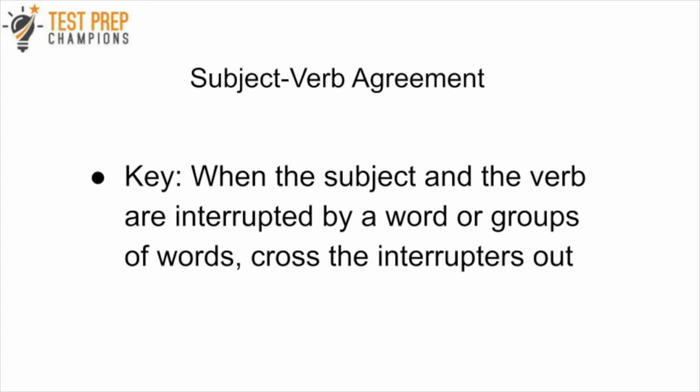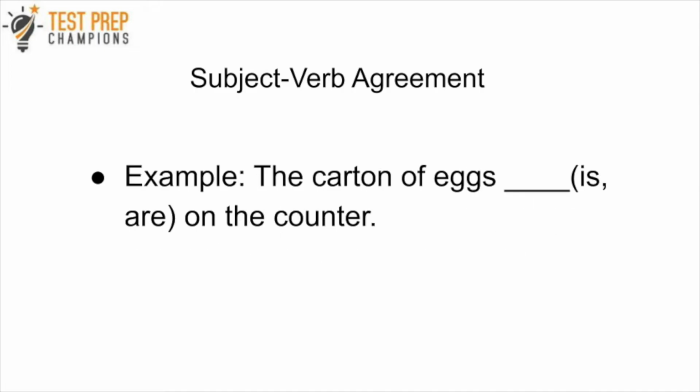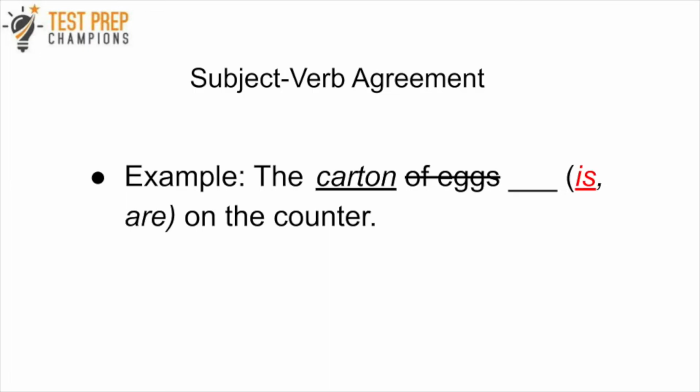Now, I know what you might be thinking right now. You might be worrying or panicking a little bit because you're worried that you're now going to have to memorize yet another list of words for the test. Well, if that's the case, then don't worry. We can simplify this rule down into just one key rule. When the subject and the verb are interrupted by a word or group of words, simply cross the interrupters out. So let me show you what I mean by this with another example here. So let's revisit the example, the carton of eggs blank on the counter, is or are. So what we can do here is first identify the subject and then we'll cross out everything in between the subject and the verb. So the sentence would then read, the carton is or are on the counter.